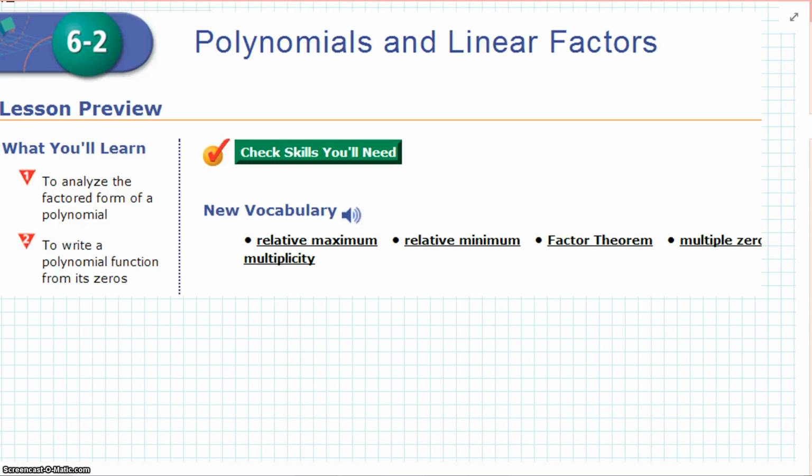Chapter 6, Section 2, Polynomials and Linear Factors. What we're going to learn in this lesson is to analyze the factored form of a polynomial. We're going to learn to write polynomial functions from its zeros. And words we're going to touch base on: relative maximum, minimum, the factor theorem, multiple zeros, and multiplicity.